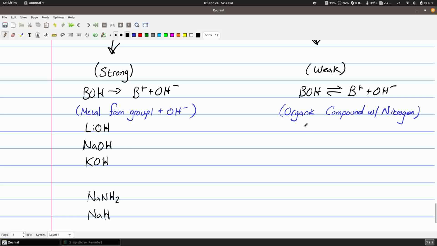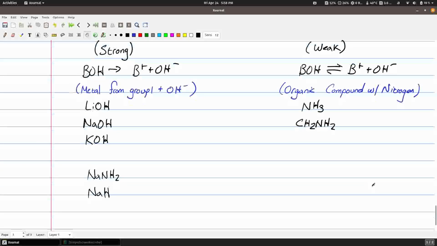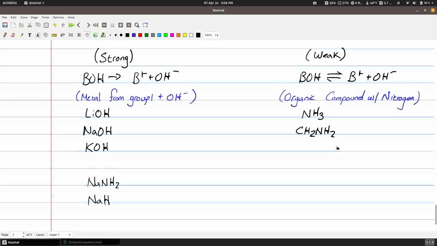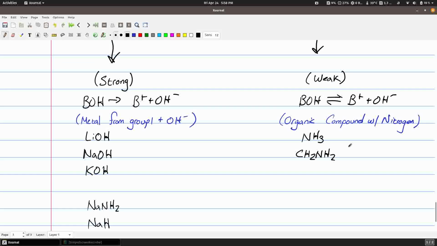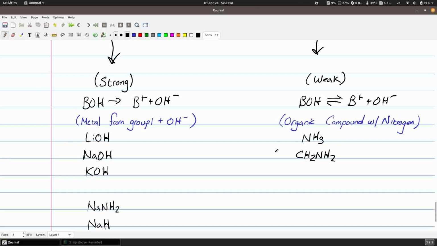And then over here, we're going to have ammonia and CH2 and H2. I don't even know what this is called, but anyways. That would be the general format for your acids and bases that are Arrhenius.